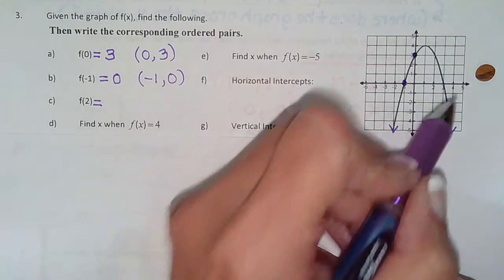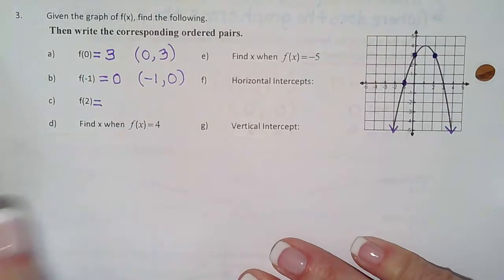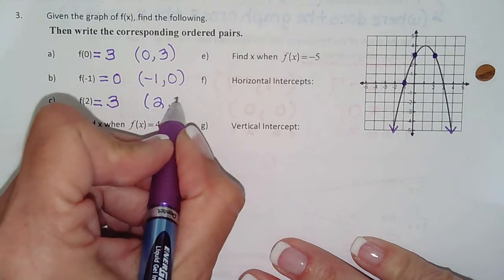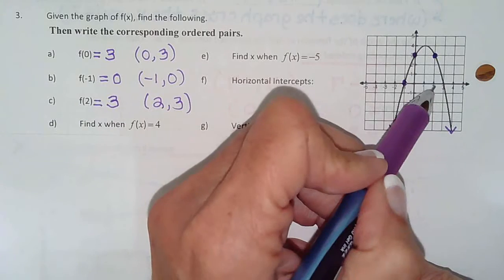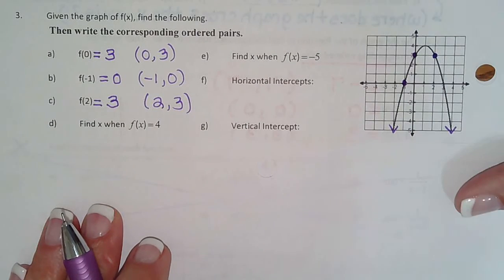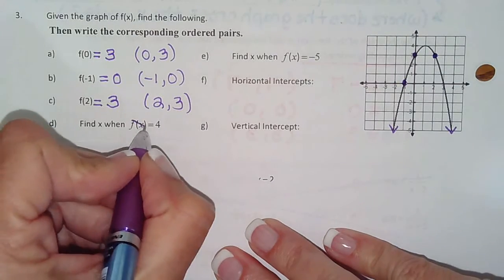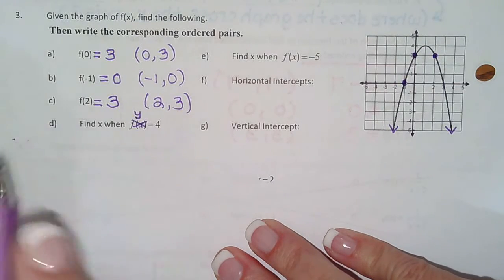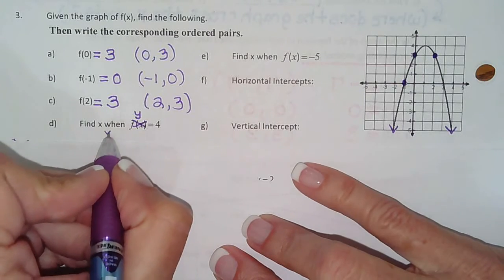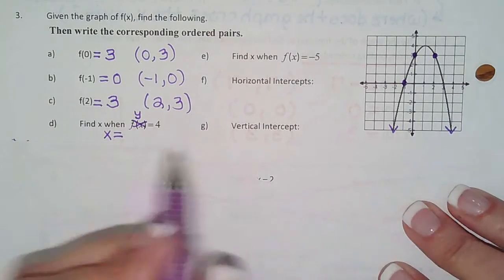When x is 2, y is 3. So that means the point 2, 3 should be on the graph, and it is. Yay! Okay, next we have y equals 4. Because see here how they say find x? So x equals what? So y equals 4.